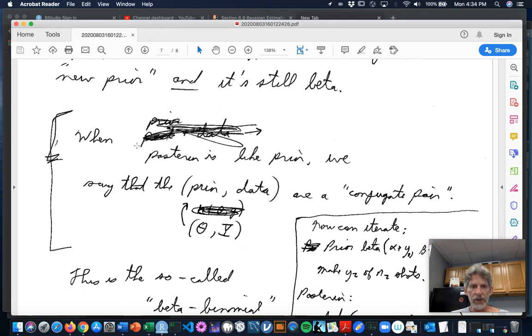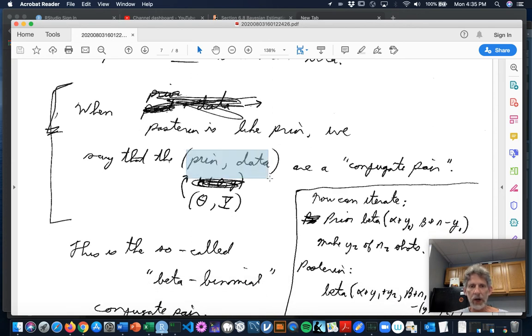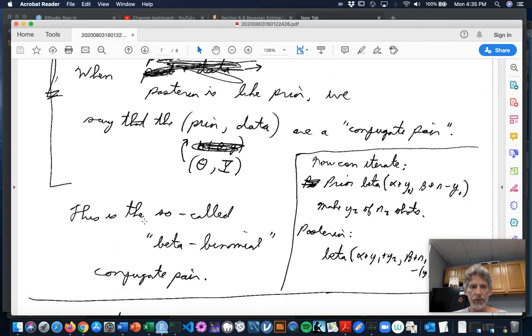When the posterior is like the prior, when they both come from the same family of distributions, then we say that that pair, that bivariate random variable, the capital Theta random variable, the capital Y random variable, we say that they're a conjugate pair. And there's several important conjugate pairs in the basic theory of Bayesian statistics. You've met your first one. This one is called the beta-binomial pair. Prior beta, data is binomial, resulted in posterior beta.